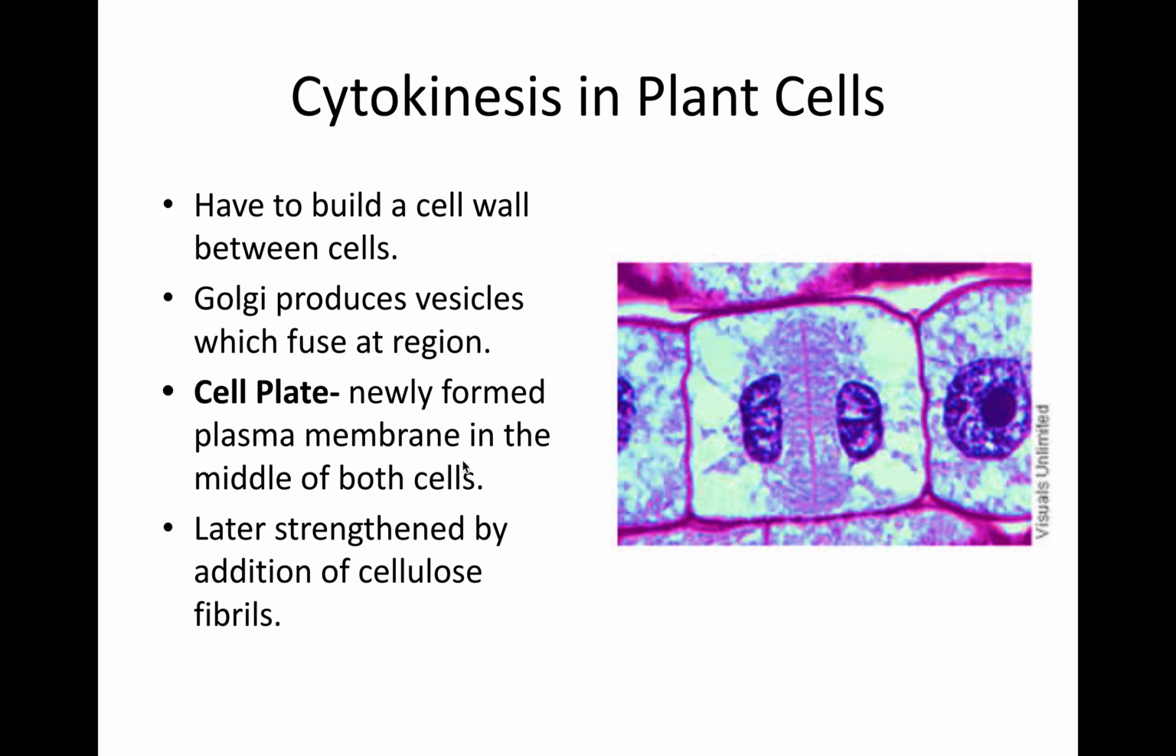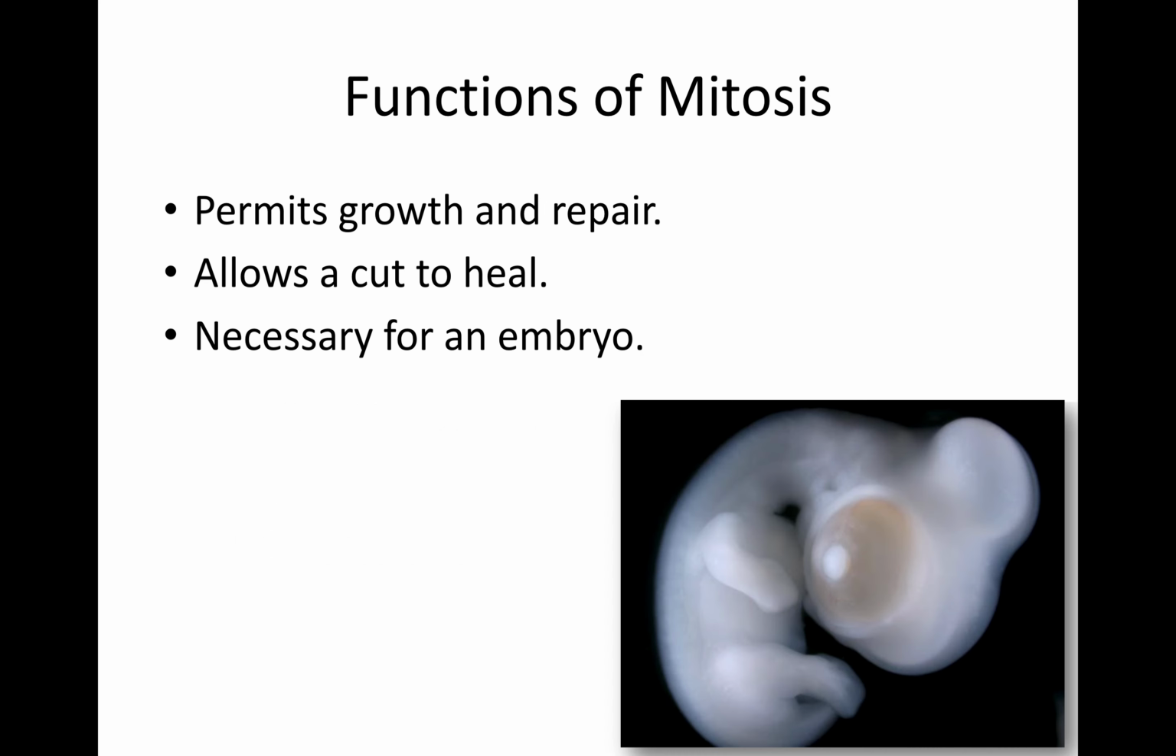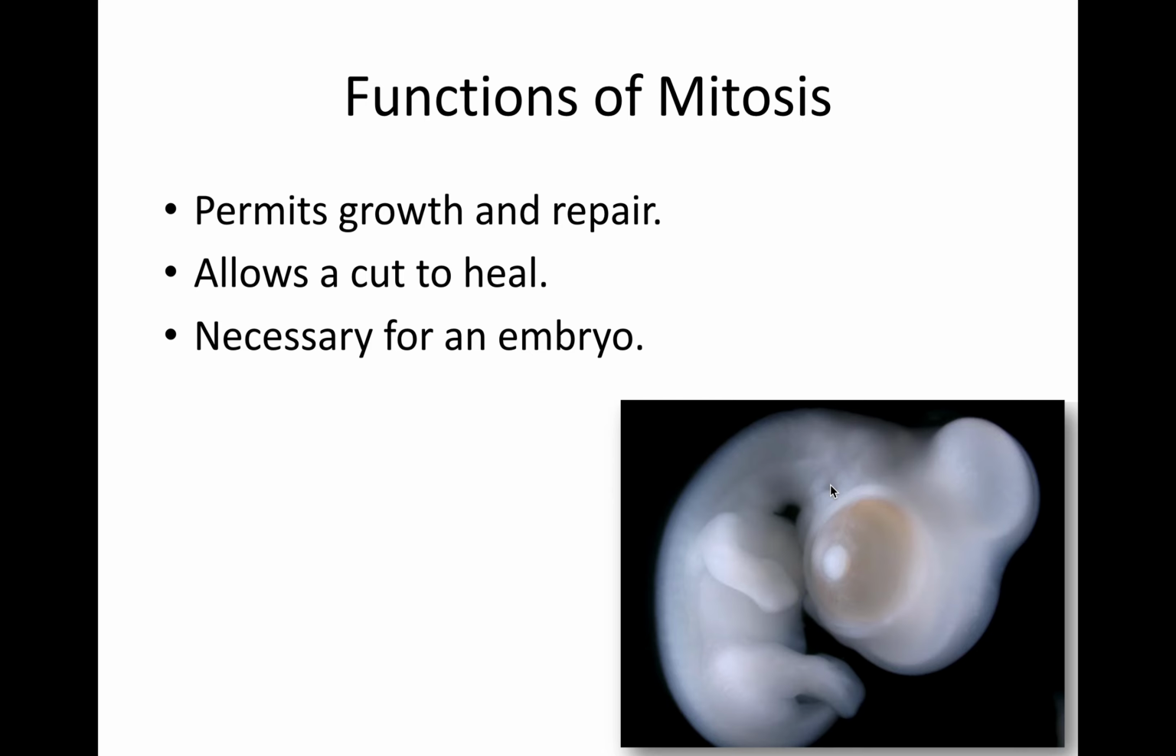This cell plate forms into a new plasma membrane, and eventually the cells will add enough fiber and cellulose and things like that to make the cell wall, and it'll become a cell wall itself. So plant cells have a cell plate. The Golgi produces that. In animals, they have a cleavage furrow, which is almost like if you take scissors and snip something and pull it apart, or a drawstring in pants. You can't do that with plant cells, though, because the cell wall is so rigid. You can't cinch it. You just can't pull it apart.